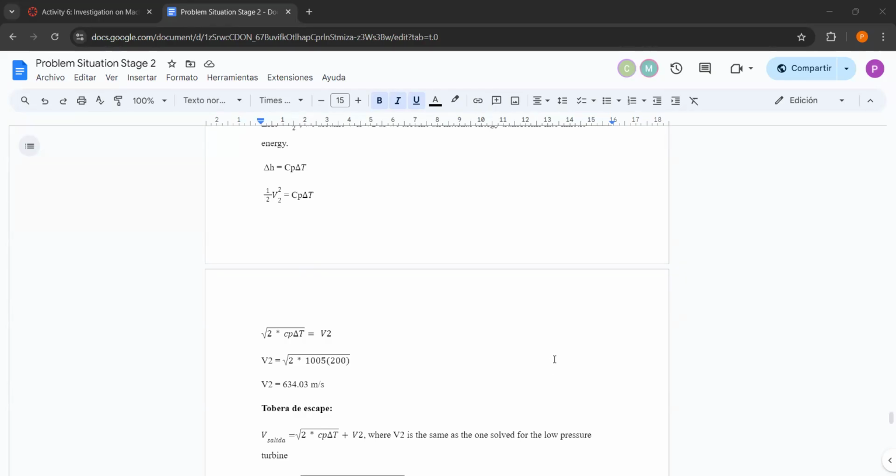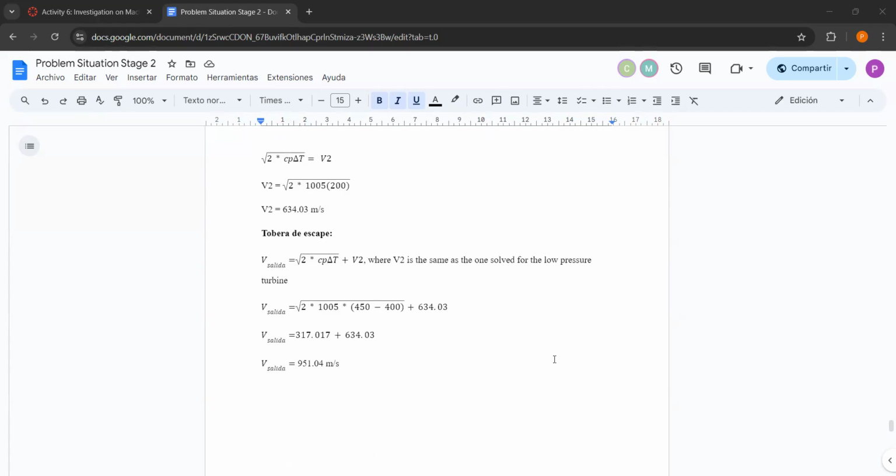And that way we got that V2 equals 634.03 meters per second. And then for the tobera de escape, we used the same formula that we got from the last problem. But this time, what we did was that we added the velocity 2 of the turbina de baja presión, which is the same one that we just got on the low pressure turbine. And then again, we just replaced the data, and we had that the velocity of exit is 951.04 meters per second.